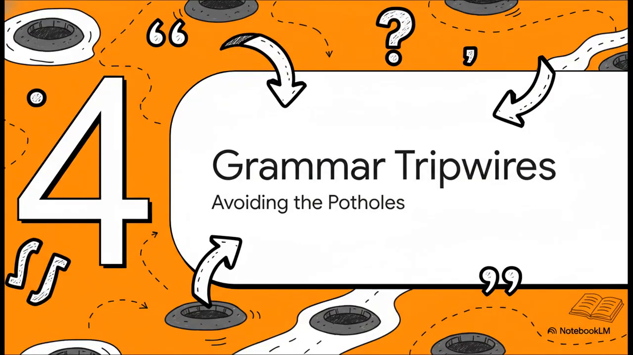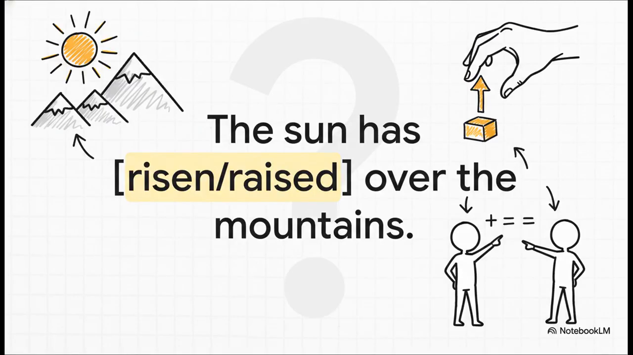Now for the fun part. We've got the theory down, so let's put it to the test. Let's practice avoiding some of the biggest, most common potholes in the English language. You ready? It's a rapid-fire round. I'm going to show you a sentence with a choice. You try to pick the correct word before I show you the answer. Let's do it.